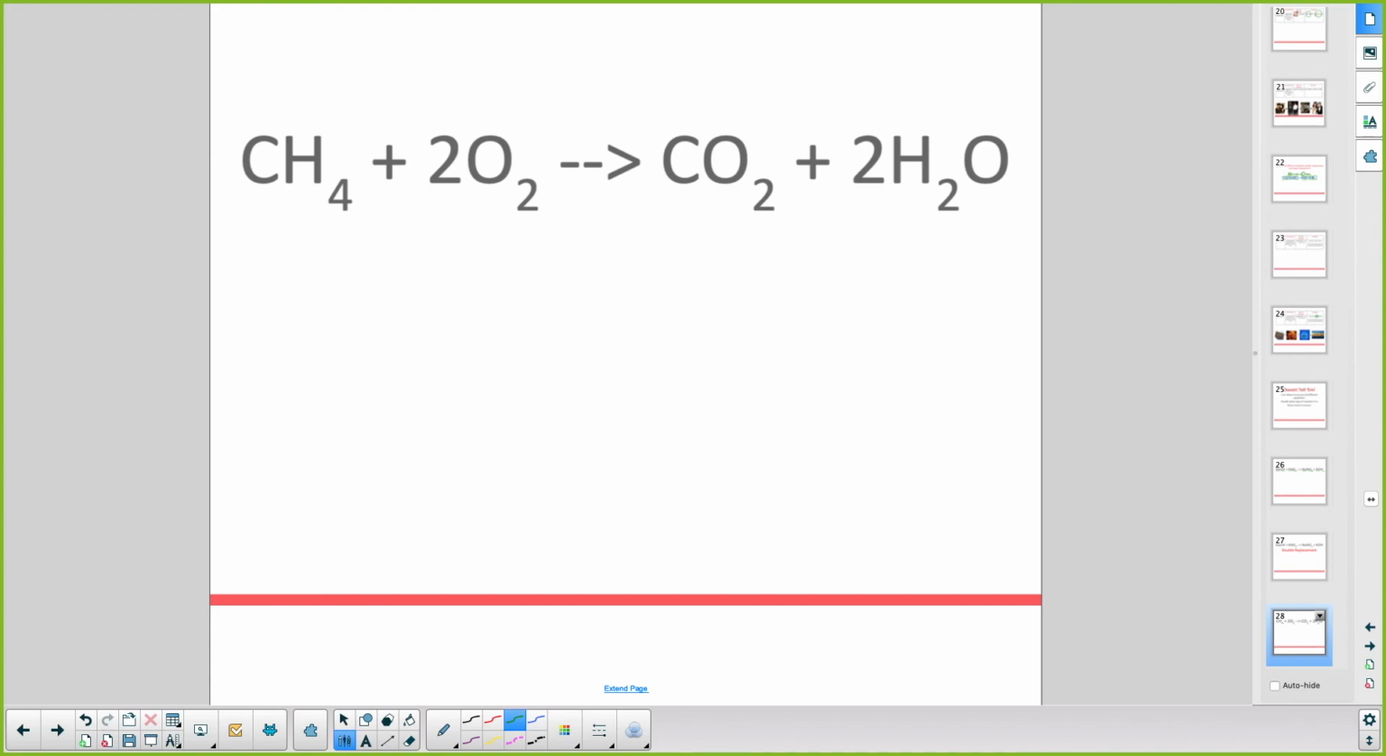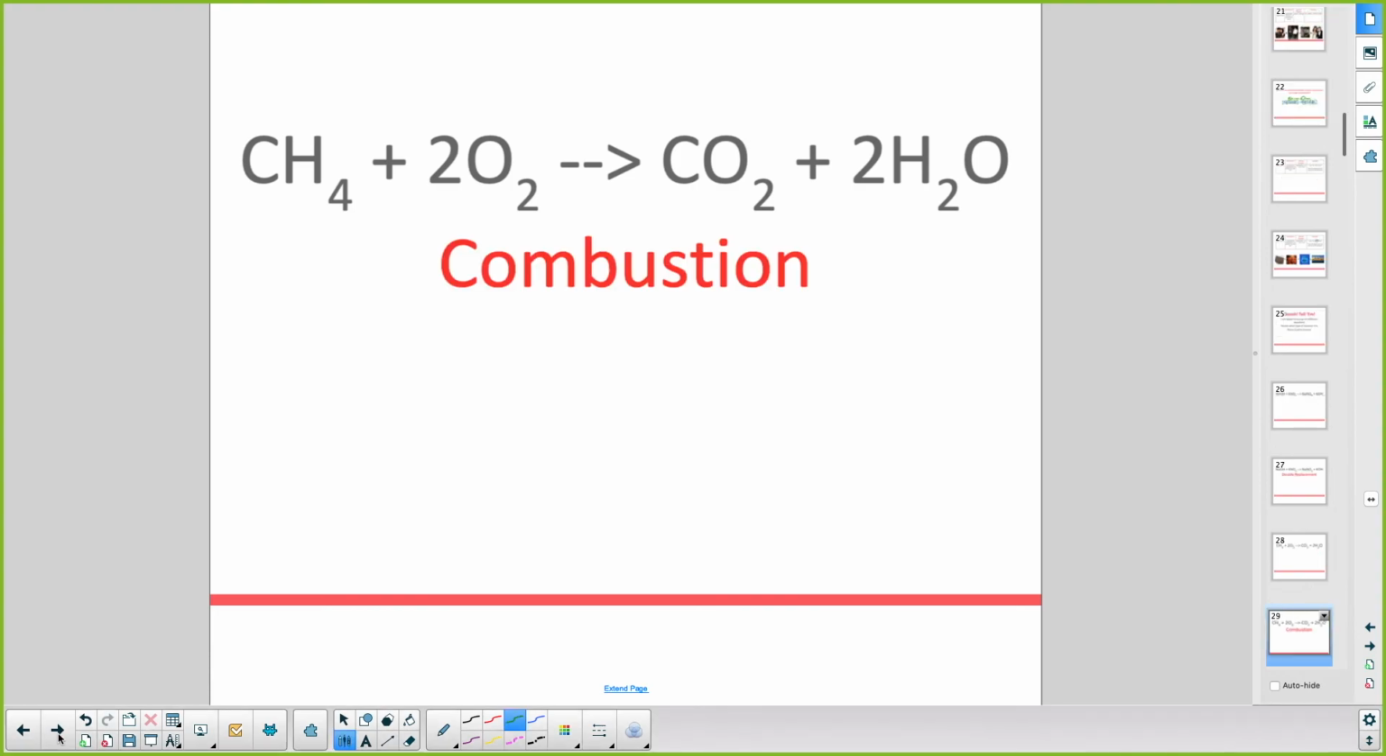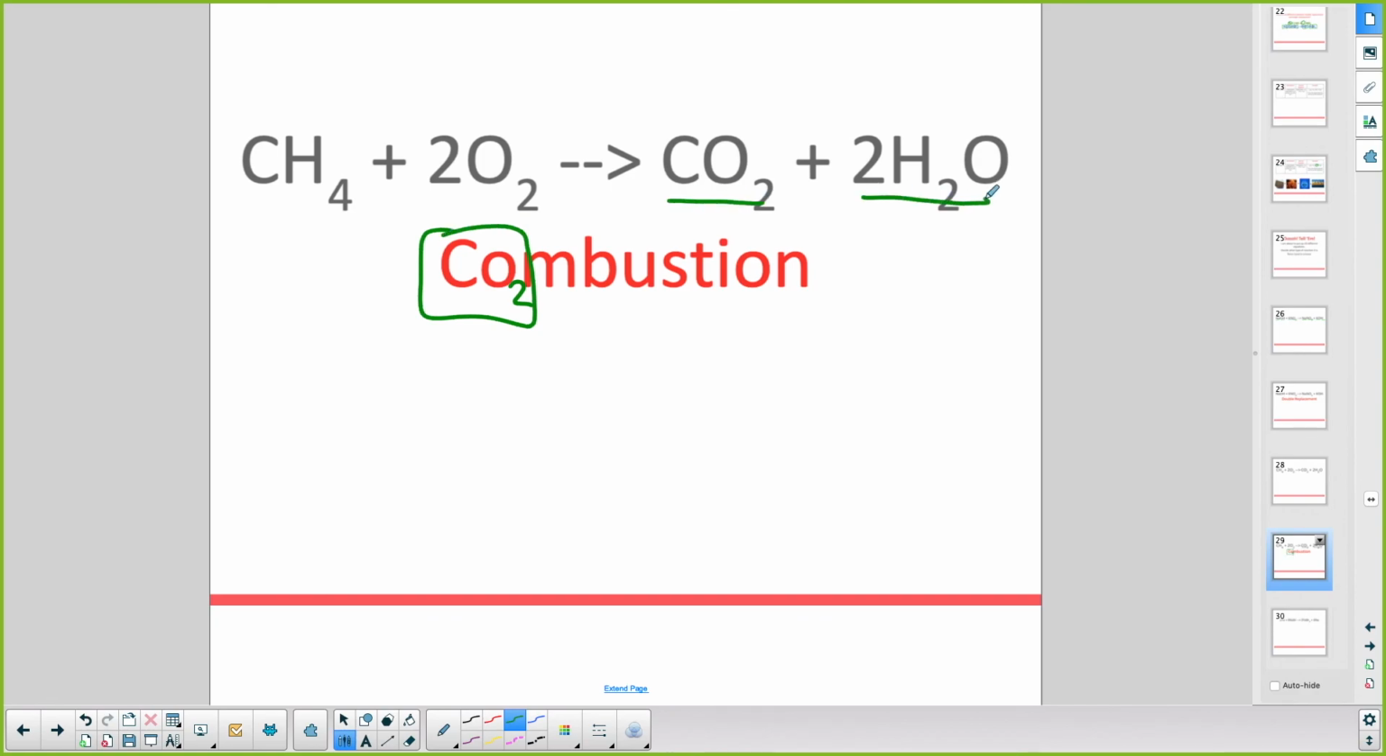How do you say it? Combustion. Good job. Yes, combustion, because I'm producing CO2 and H2O, and I started with oxygen and a hydrocarbon. So one thing you can look at to remember that is in combustion, look, CO2. It reminds you, oh, wait, I'm looking for CO2, and I need water. You need both of those things.